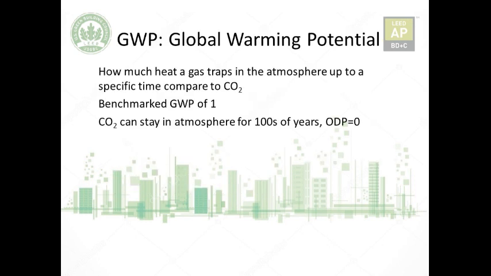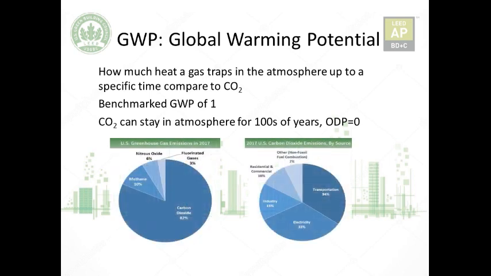So GWP stands for global warming potential, and as per the definition, it's the heat a gas traps in the atmosphere up to a specific time compared to CO2. Just as we saw CFC11 was benchmarked there, here the benchmark gas is carbon dioxide, whose GWP is 1. Now carbon dioxide can stay in the atmosphere for hundreds of years, but the good thing is that it has an ODP of 0.